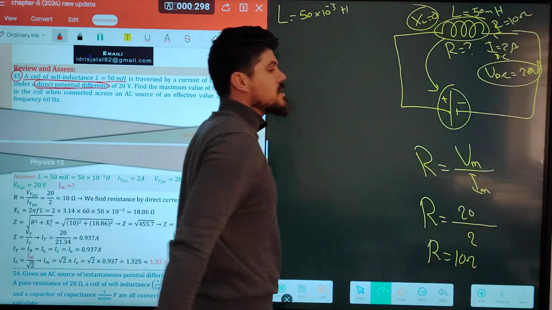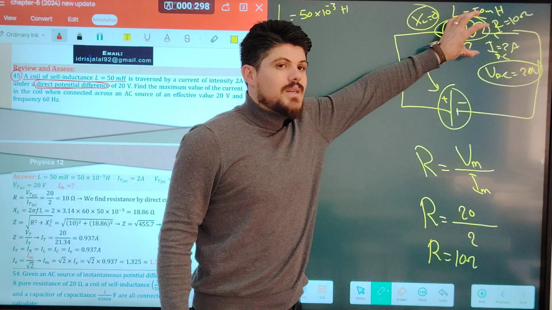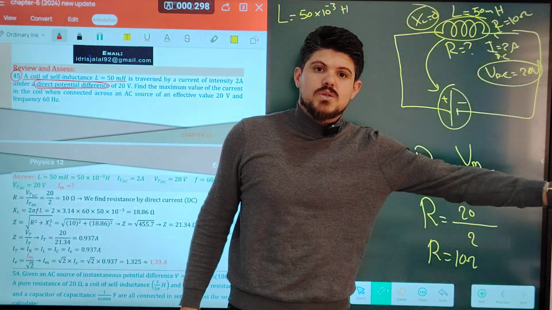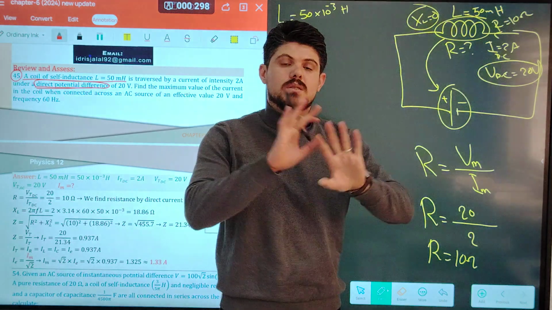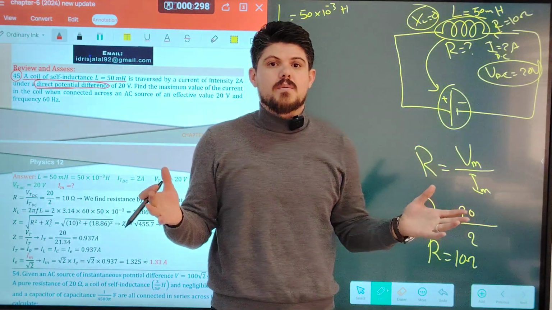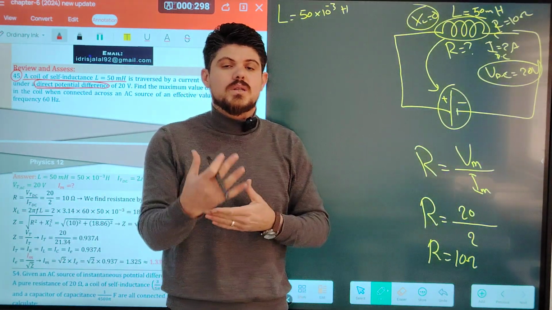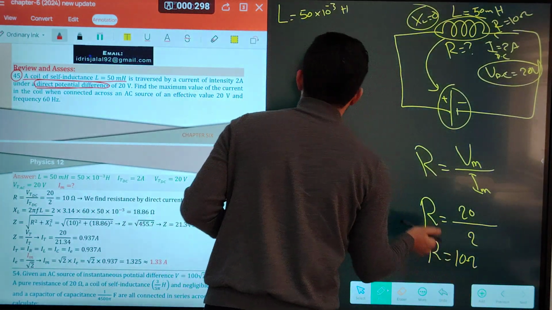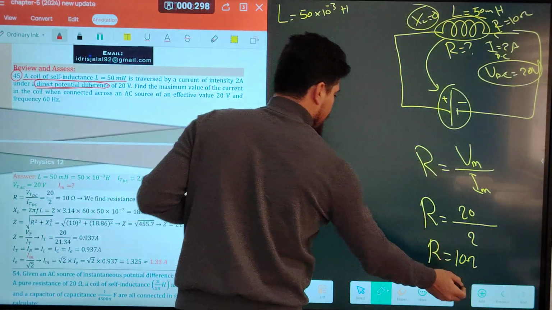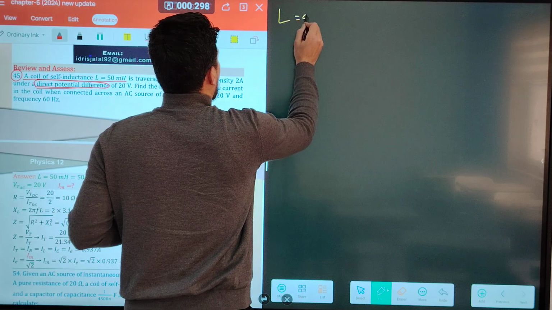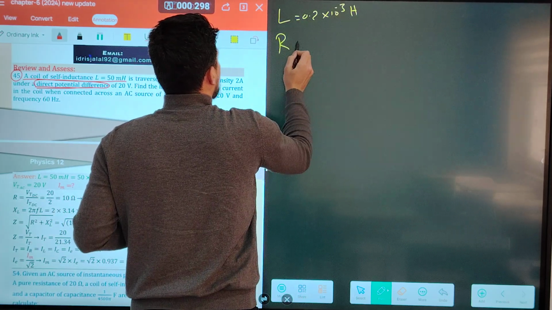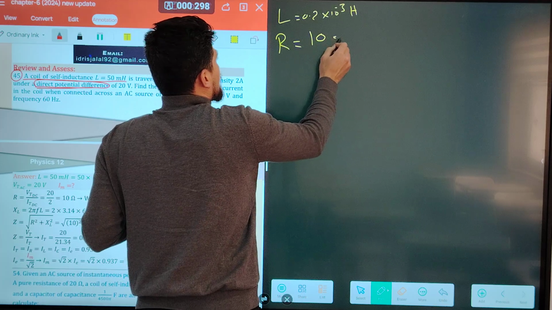10 ohm. Guys, if you remove this coil from this DC source and connect it with the AC source, what happens to the resistance? It doesn't change. Resistance is the same. It doesn't matter whether this coil is connected with DC or AC. Now, do we have resistance? Yes, we have resistance. L is 0.2 times 10 power negative 3 Henry. Resistance we didn't have, but we found it.